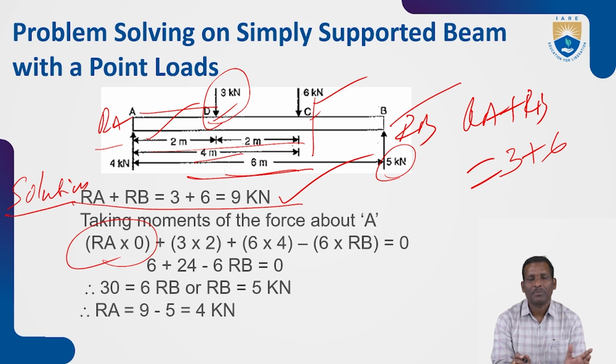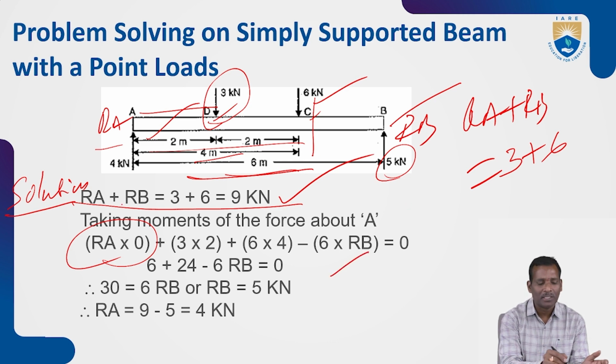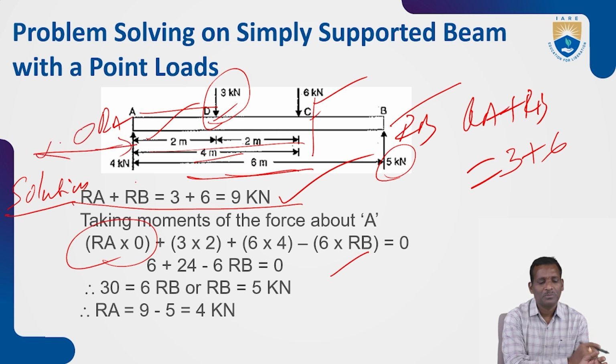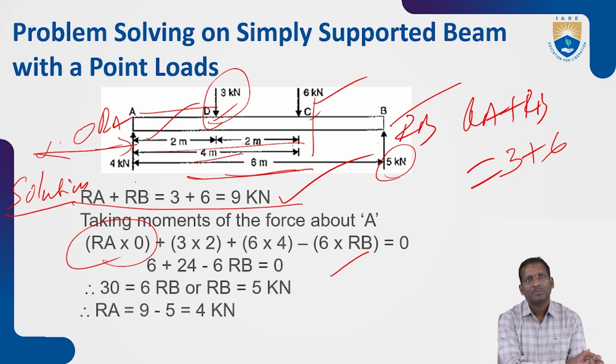either the left side. See this reaction force, the distance from the left-hand side support is 6 meters. So the RB is acting at 6 meters distance, so RB multiplied by 6. For RA, there is no distance here, 0. That's why I have taken 0. Clear?